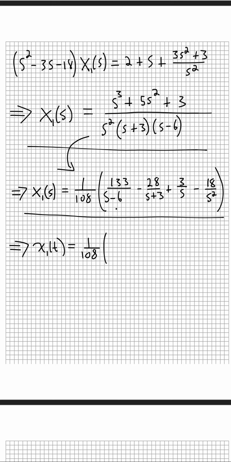And 1 over s minus a, if you look at your Laplace transformation table, is going to tell you that's e to the at. Okay, so a here is 6. Our constant's 133, so we pull out the constant first. So 133, and then this will be e to the 6t. Simple. So the next one again, we have 1 over s minus a, but in this case a needs to be -3 to account for the positive here. And our constant is -28, so this is -28, and this is going to be e to the -3t.